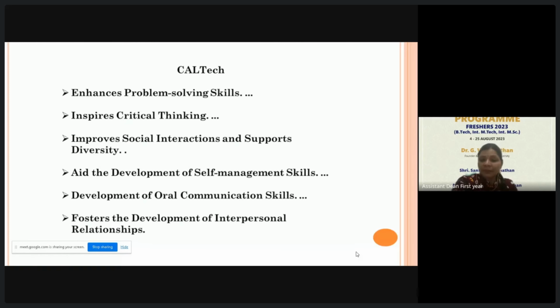That means if you are only listening to the lectures, obviously it is helpful to you, but only 5% of it is helpful for you. But when we integrate all these things together, then your learning ability increases up to 90%.